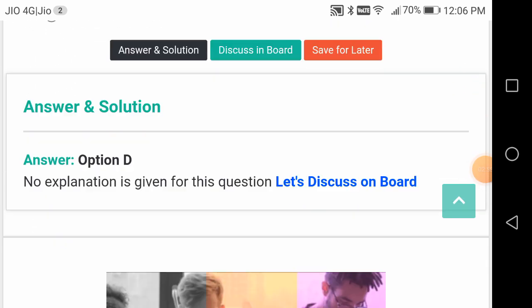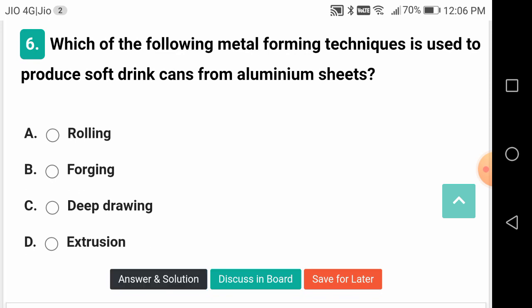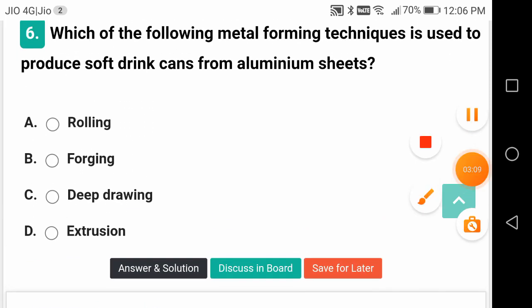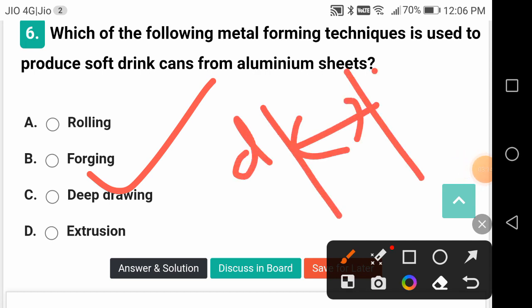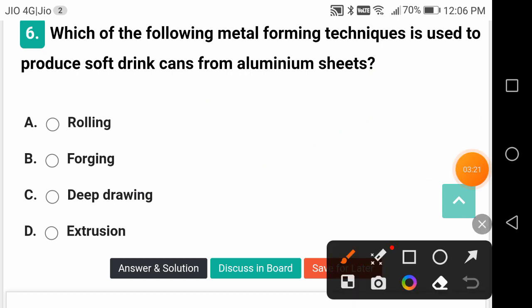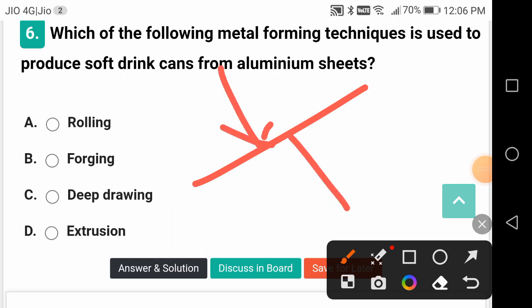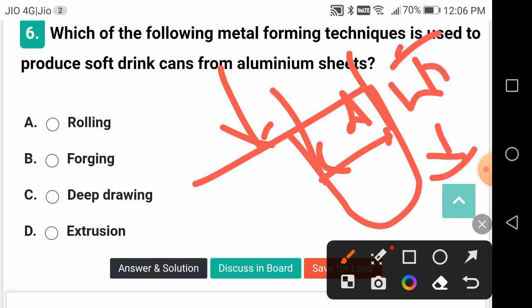Which one of the following metal forming techniques is used to produce soft drink cans from aluminum sheets? This is a good question, friends. It is deep drawing. So depth will be more, diameter will be less. D and H. H will be high and D will be less. That's called deep drawing. So you press it in such a way that it takes a shape like this. This is your diameter and this is your height. Depth is very high compared to diameter. It's called deep drawing.